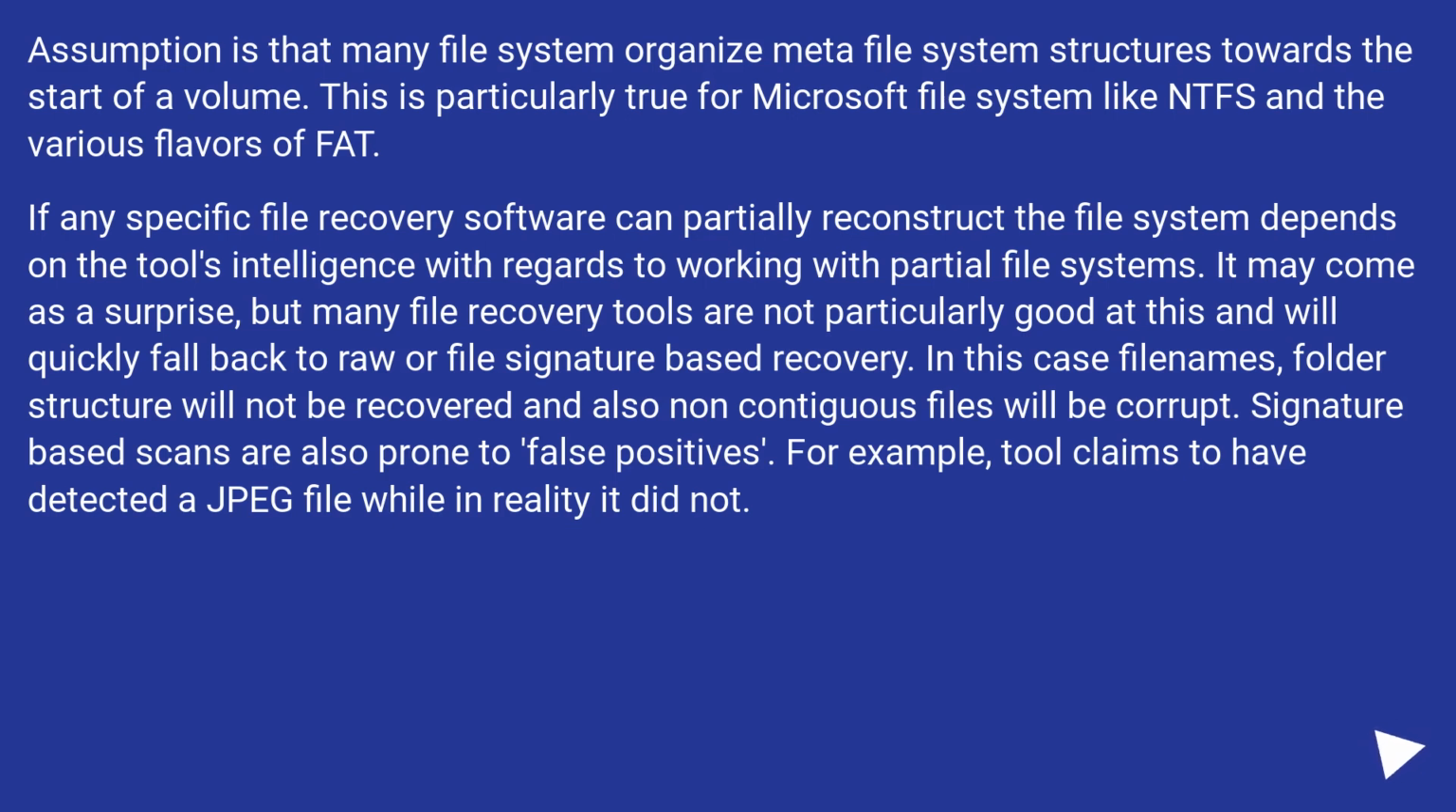It may come as a surprise, but many file recovery tools are not particularly good at this and will quickly fall back to raw or file signature-based recovery. In this case, file names and folder structure will not be recovered and also non-contiguous files will be corrupt. Signature-based scans are also prone to false positives. For example, a tool claims to have detected a JPEG file while in reality it did not.